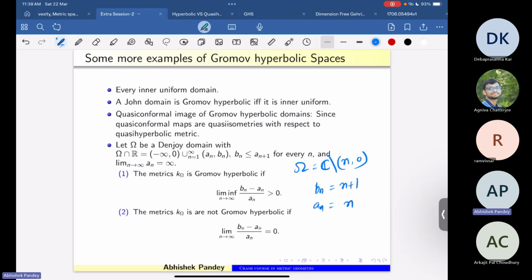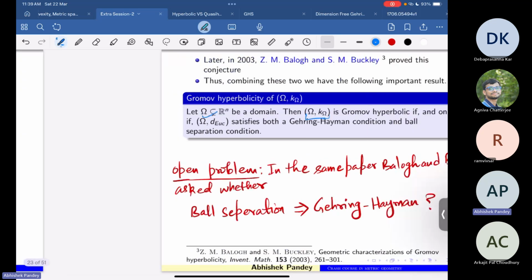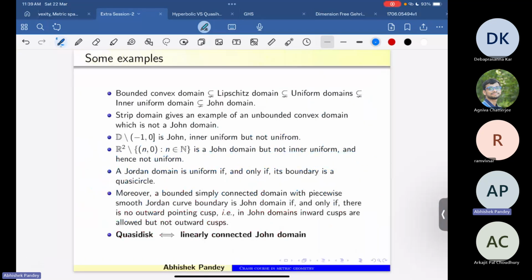This will be the thing, I guess. So the quasi hyperbolic metric, if you see bn minus an upon an, this is basically 1 by n, and this tends to 0. So it means that the quasi hyperbolic metric is not Gromov hyperbolic with this result. Okay, this we have seen earlier also, as in the examples. We have seen that this domain is a John domain, but not inner uniform because it is not Gromov hyperbolic.